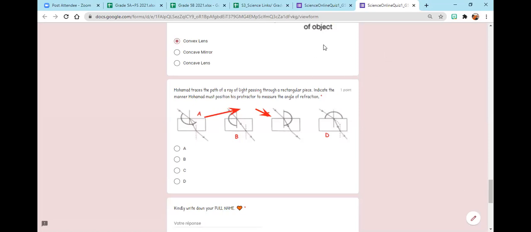Muhammad traces the path of a light ray passing through a rectangular piece. He wants to measure the angle of refraction, so he should put the protractor on the normal. Okay?